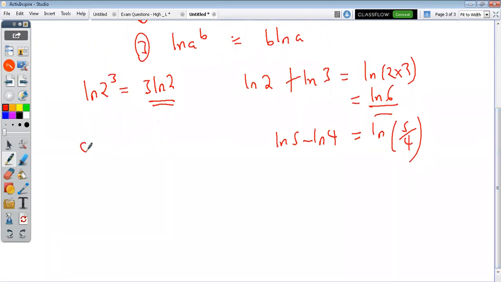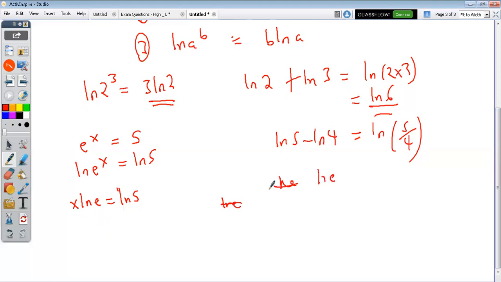So if I have e to the power of x being equal to 5, and I want to find the value of x, I take lns of both sides. I say ln e to the power of x is equal to ln 5. Then using the law of logarithms, this is the same as x ln e being equal to ln 5. But ln e, you can find that on your calculator, is always equal to 1. So if it's equal to 1, it simply means x is equal to ln 5.